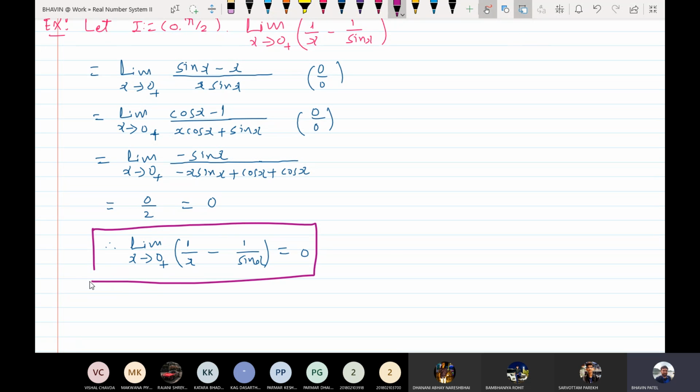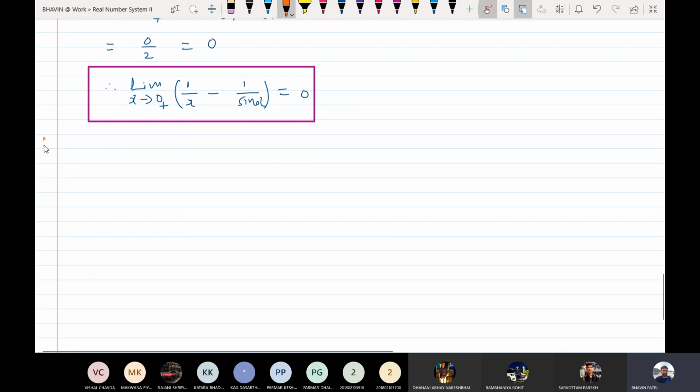Now let us consider next example. Next one is this. Limit x tends to 0 plus x into ln x. Now this is not in the 0 upon 0 or infinity upon infinity form. So this is not in indeterminate form.